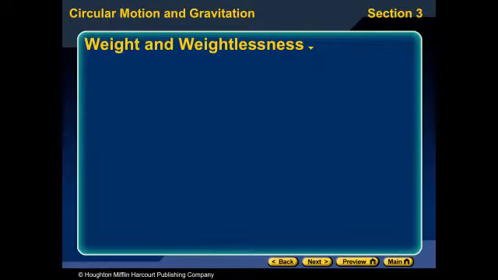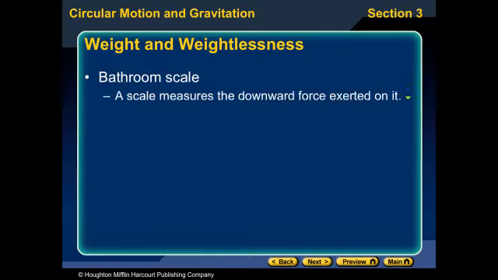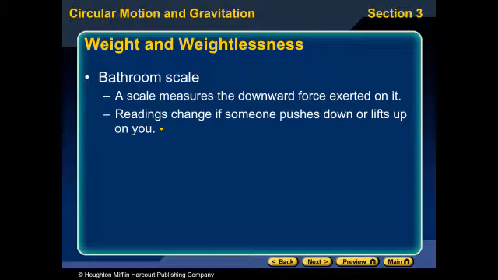Okay, the next part of this section is weight and weightlessness. So think about if you're standing on a bathroom scale, the scale measures the downward force exerted on it. Now, we've done some of these examples already last semester, where we think about how our apparent weight can change based on if there's extra force up or down on ourselves. The readings will change if someone pushes up or lifts down. Your scale reads the normal force acting on you. So your apparent weight is your normal force.